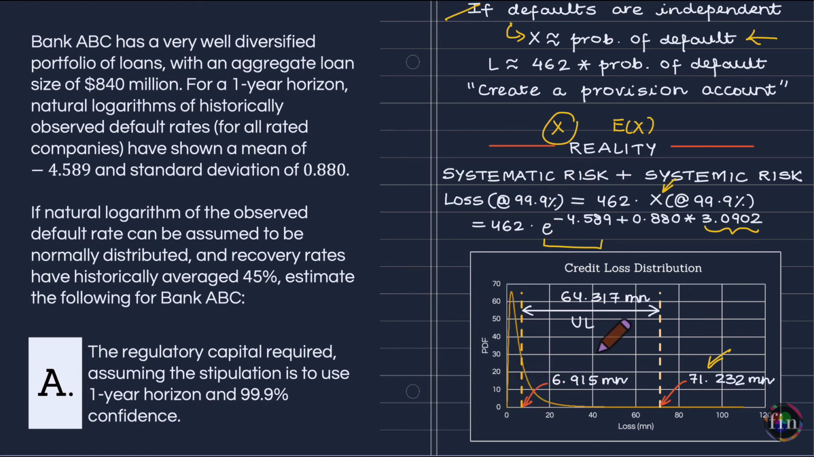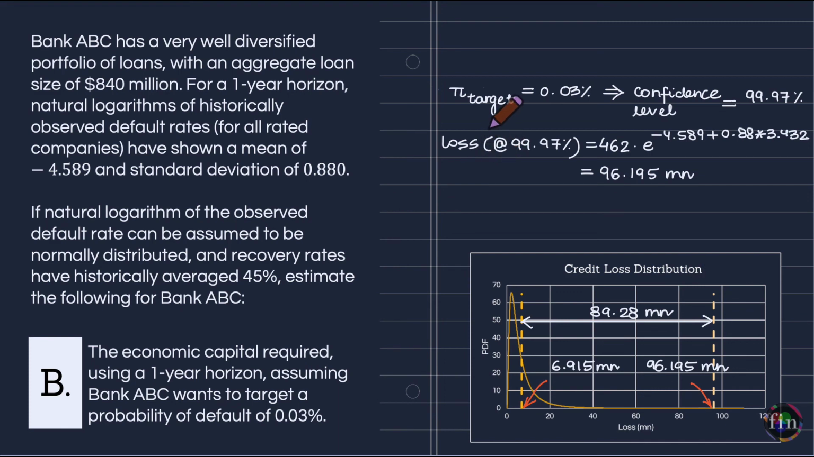So from a regulatory perspective, the equity capital required will be equal to 71.232 minus 6.915, and that is $64.317 million. Okay. Let's very quickly also work out the economic capital.